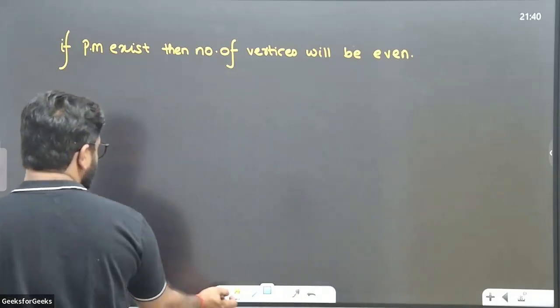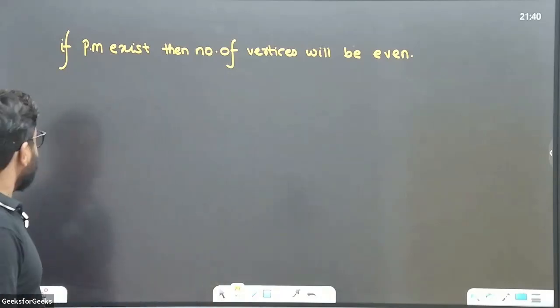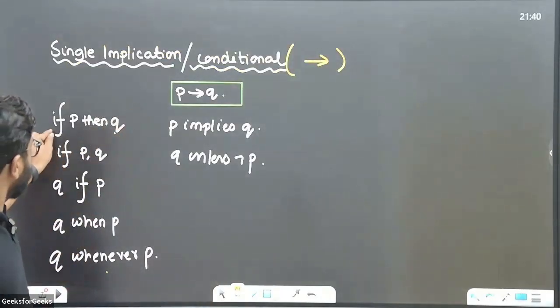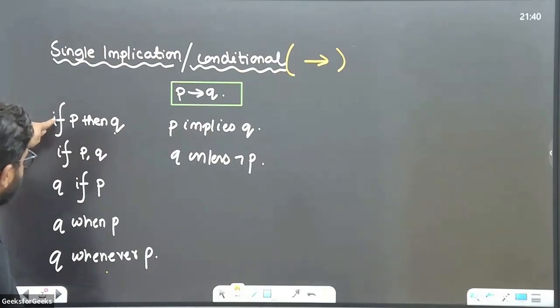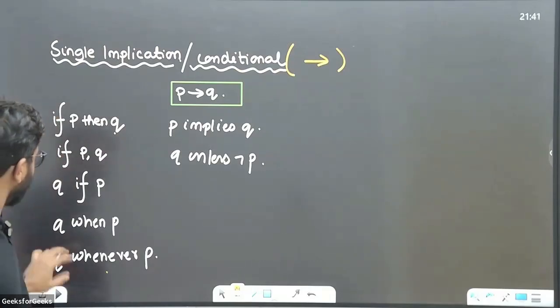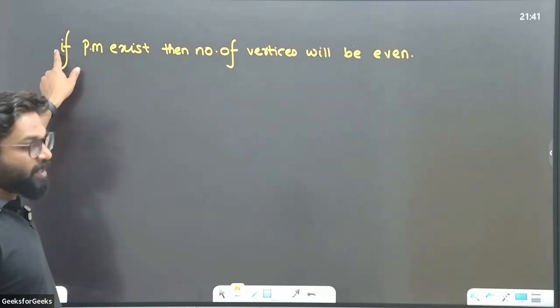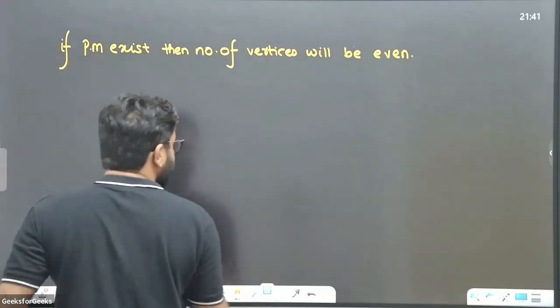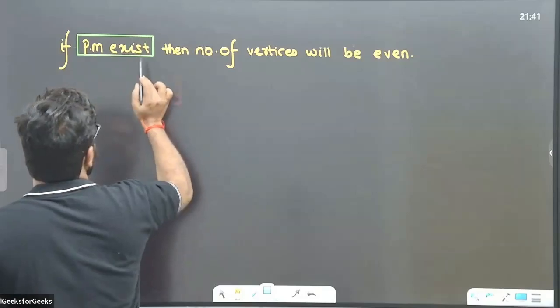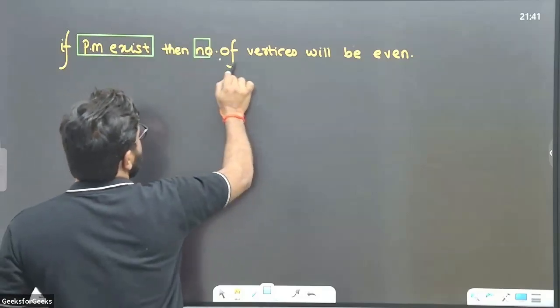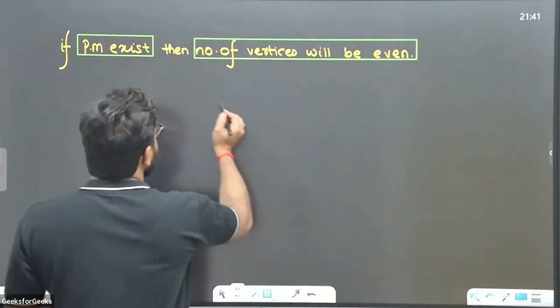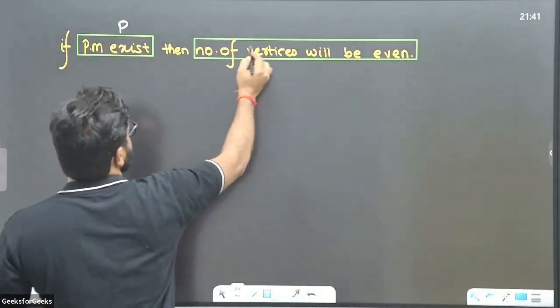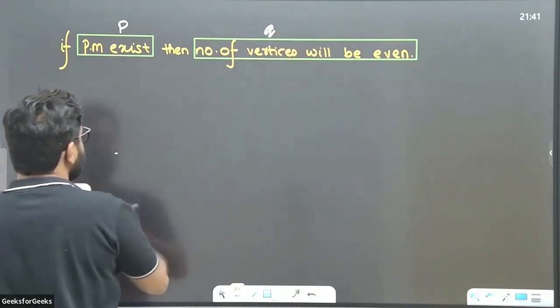So as you can see, how do we identify these things? Here you can see that it is starting with if. So if any statement starts with if, you can go with respect to the first one or the second one. I'm going with the first one. Why? Because this is your first operator, then you have the "then", and then here you will have the second operator. So for example, I can say that this is your P, and this is your Q, right?